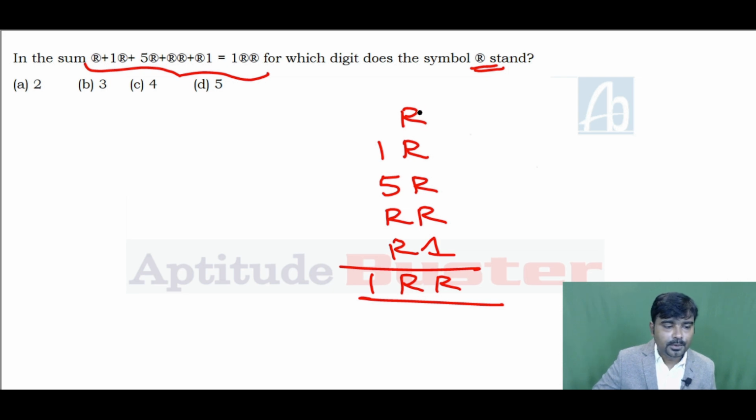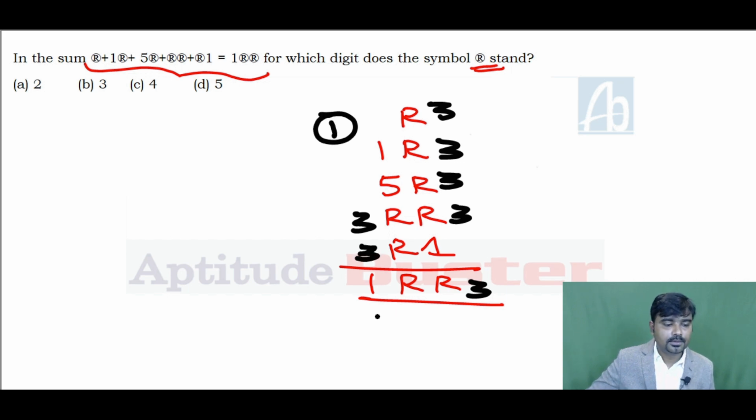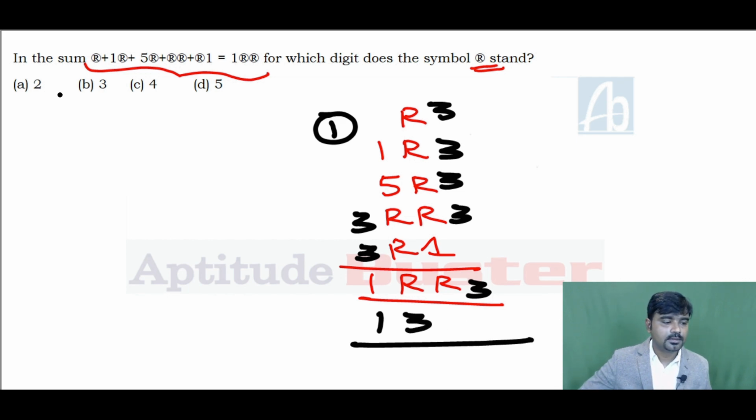If I take 2, 8 plus 1, 9, no. If I take 3, 4 threes are 12 plus 1, 13, again we get 3. Next, 1 plus 5, 6 plus 3, 9 plus 3, 12. Already we have 1 carry, so 1, 3, 3, right? So the value of r is 3. The symbol denotes the value 3. Have you understood?